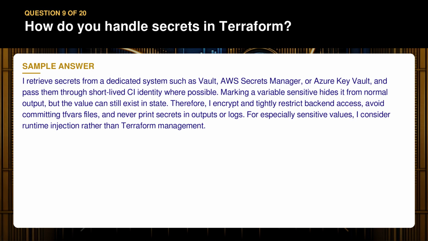I retrieve secrets from a dedicated system such as Vault, AWS Secrets Manager, or Azure Key Vault, and pass them through short-lived CI identity where possible. Marking a variable sensitive hides it from normal output, but the value can still exist in state. Therefore, I encrypt and tightly restrict backend access, avoid committing tfvars files, and never print secrets in outputs or logs. For especially sensitive values, I consider runtime injection rather than Terraform management.